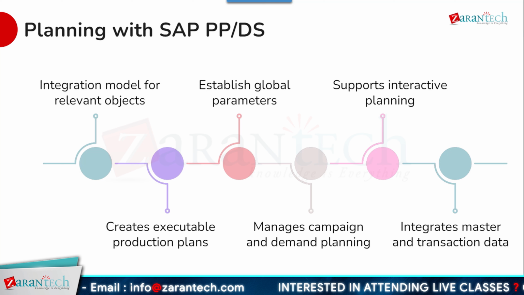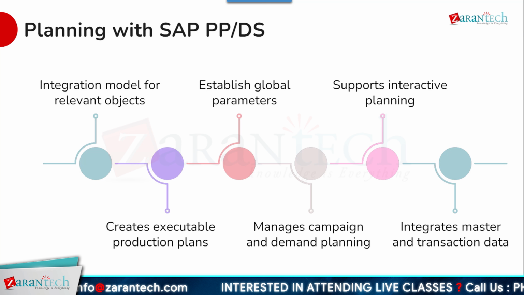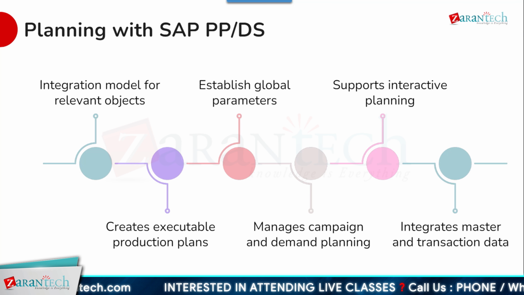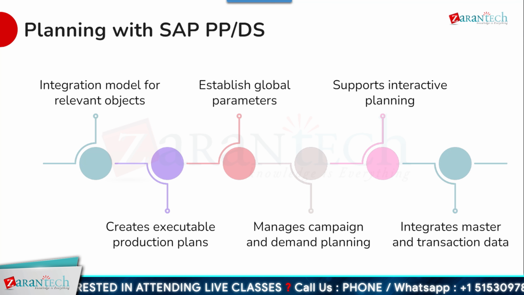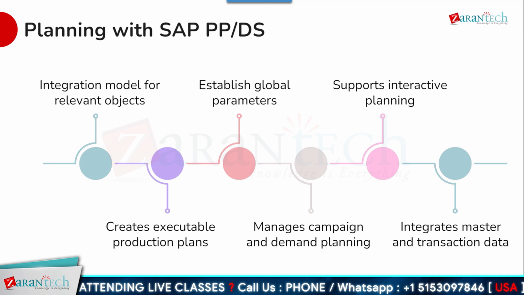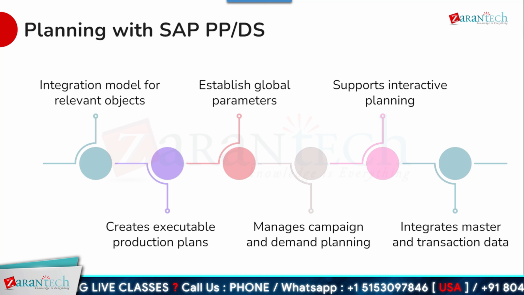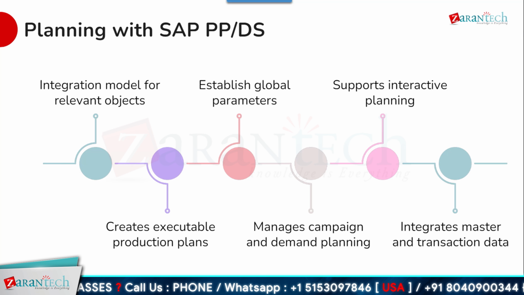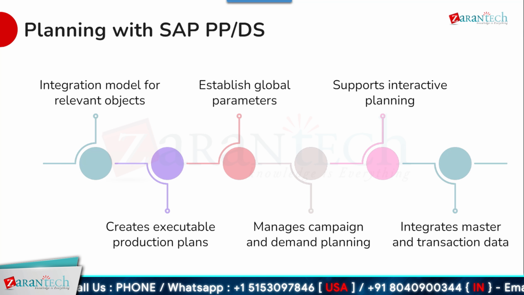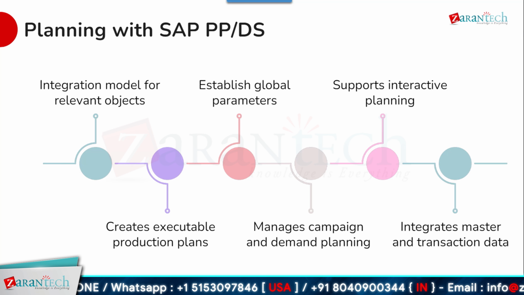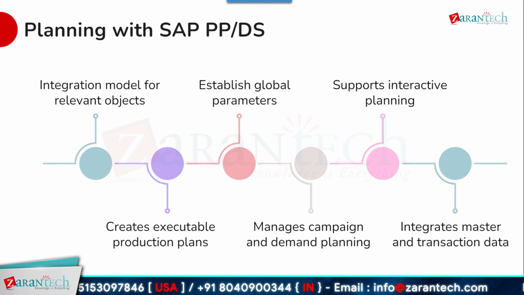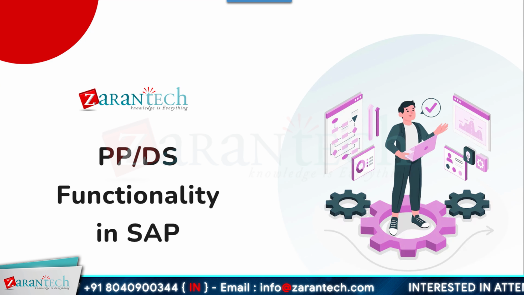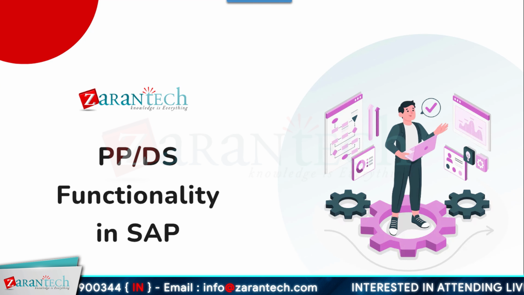And then PPDS also manages demand planning by considering sales orders, forecast, and safety stock levels. It also integrates master data such as bill of materials and routing with transaction data like production orders and purchase requisitions. So global parameters are also established to define planning horizons, time buckets, and other settings. PPDS supports interactive planning, allowing planners to make adjustments and simulate different scenarios based on that. Now, moving forward, we'll understand the PPDS functionality in SAP S4HANA.